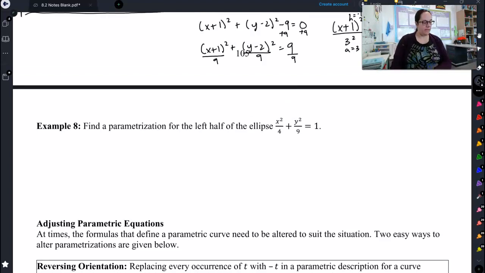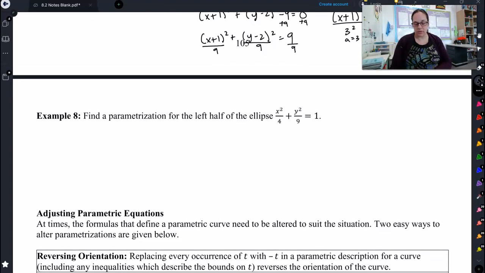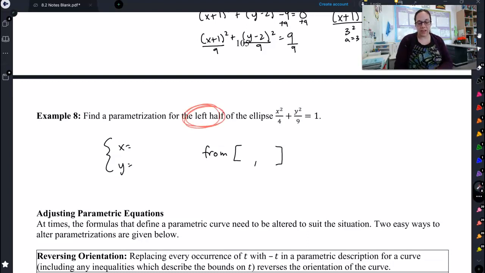We have x squared over 4 plus y squared over 9 equals 1. Notice this one you do not need to complete the square on. That's how most of your problems should be. So you just need to use the rules to come up with our x equals, y equals equation, and then from what to what. And notice that I only want the left half of my ellipse. So what radians would give me the left half?